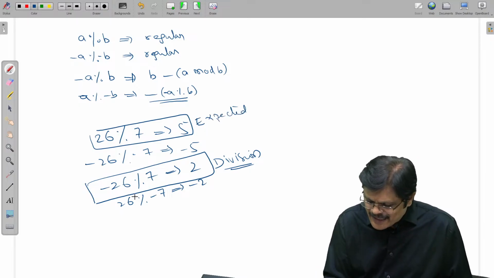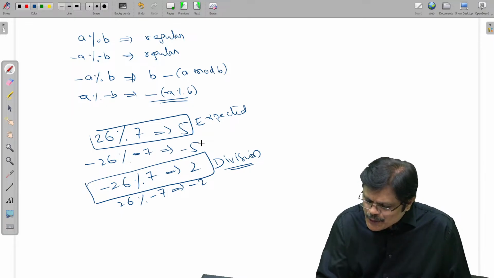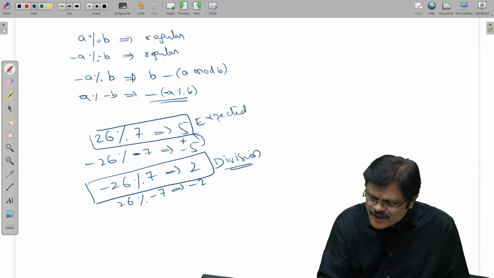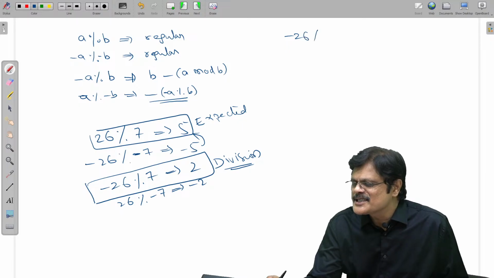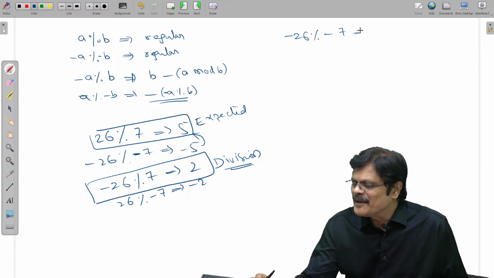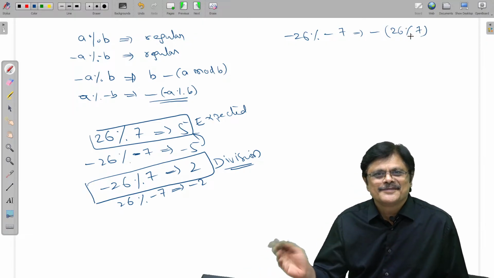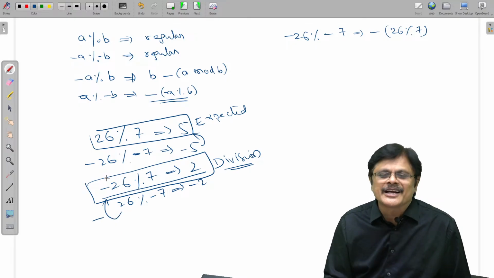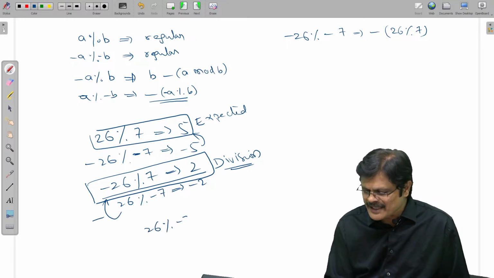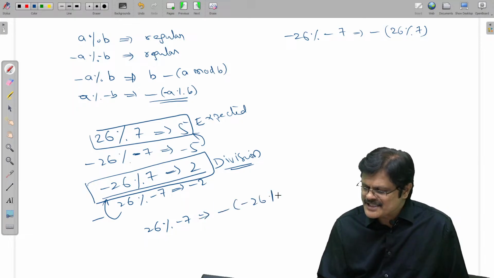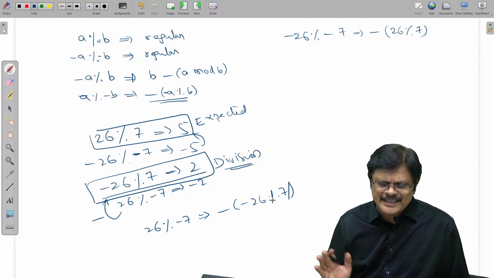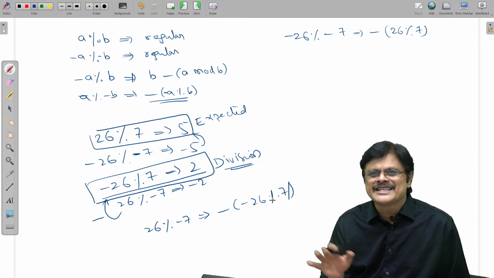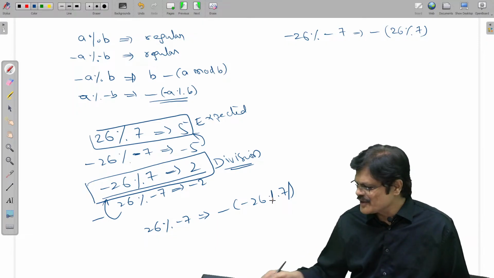Okay. And what about this both minus? You can consider this as minus of this answer, because minus 26 percentile minus 7 can be considered as minus of 26 percentile 7. And once you got this answer, this can be considered as minus of that answer. For example, 26 percentile minus 7 can be considered as minus of minus 26 percentile 7. So that you can always get the answer perfectly, sir. Without any trouble, you can easily solve the problem. So that is how it is working, my dear friends.